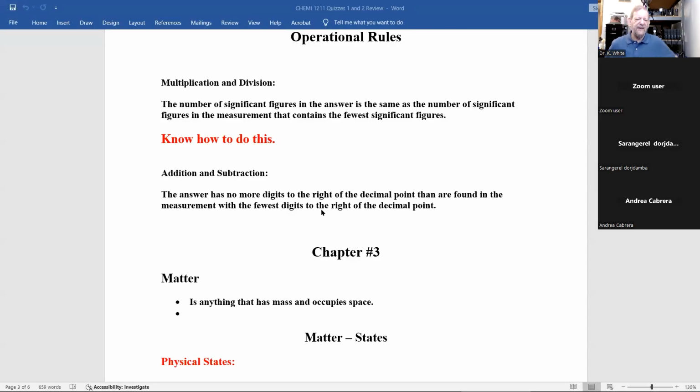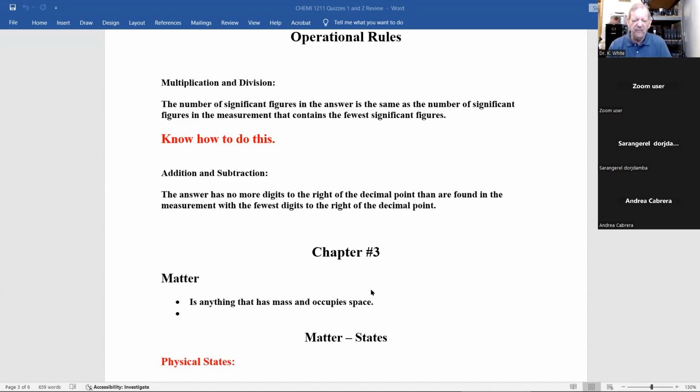Now, right here, I have on addition and subtraction. On quiz 1, we won't have any addition and subtraction problems using significant figures. We'll wait until we get to it. I think that's test number 1 I'll have, and I'll teach you how to do that. Here's how to do that, but for now, you don't have to know that.